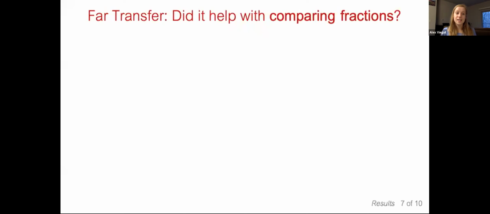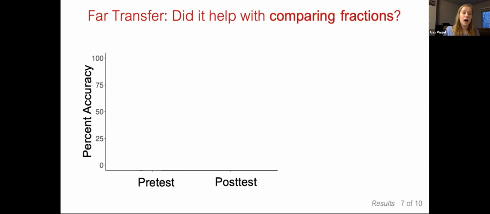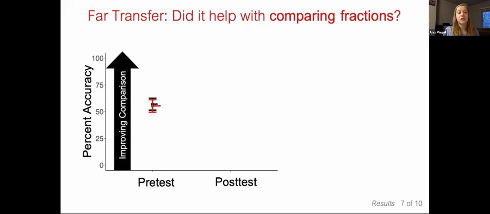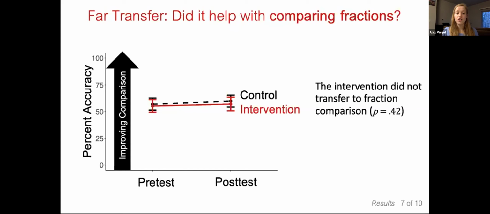But we also wanted to test, does it really transfer when we remove the number line altogether? Does it help them compare fractions? So here I'm plotting accuracy, so higher is better. And at pretest, children were about at chance, a little bit higher than chance. And at post-test, neither group changed. So the intervention did not transfer to fraction comparison.